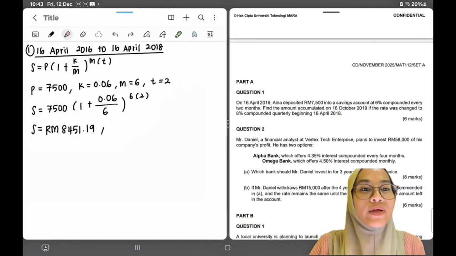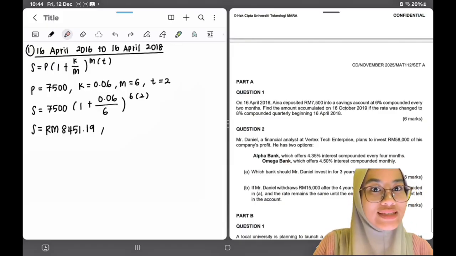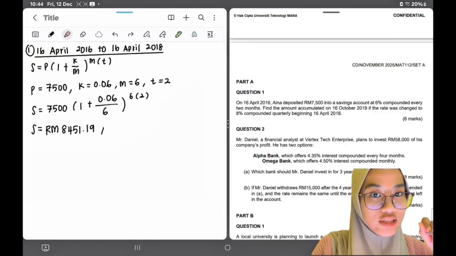So now I will explain part A, question 1. This question involves compound interest but with two different interest rates because the rate changes after a certain date. So I need to calculate the amount in two stages.